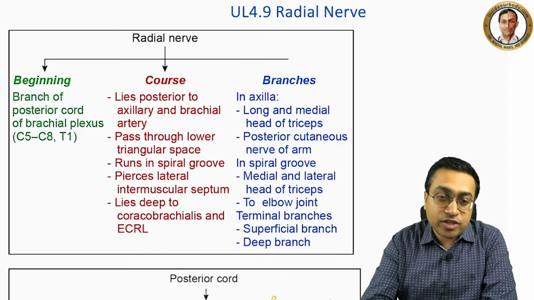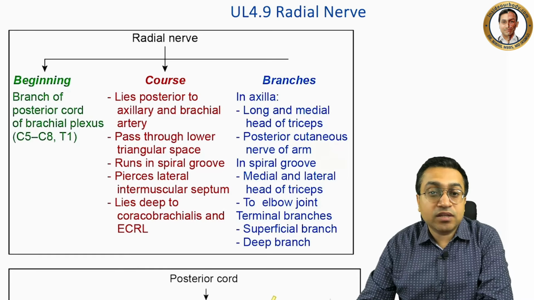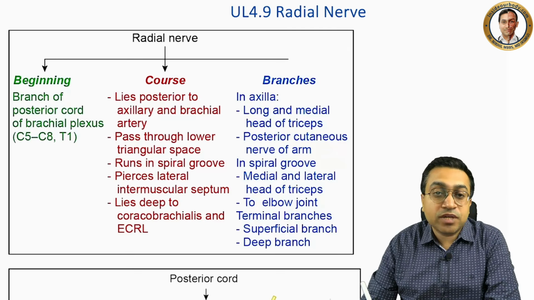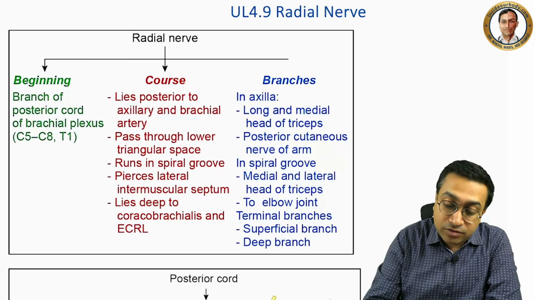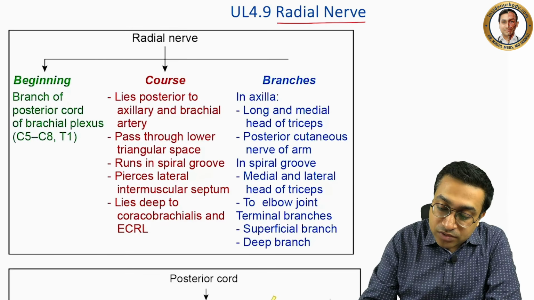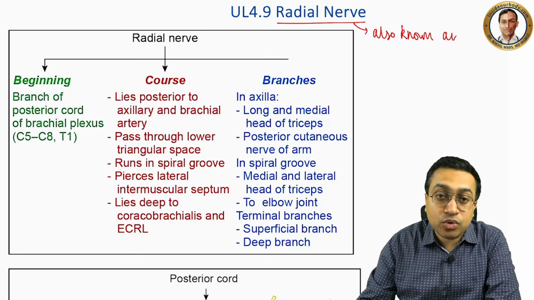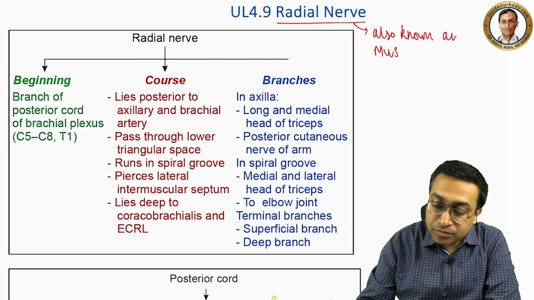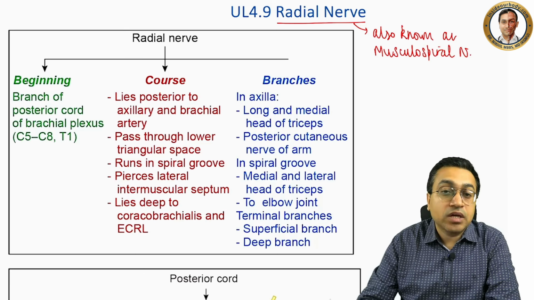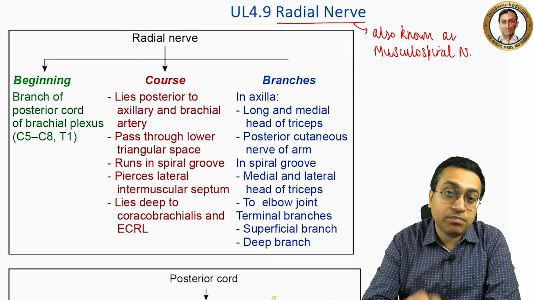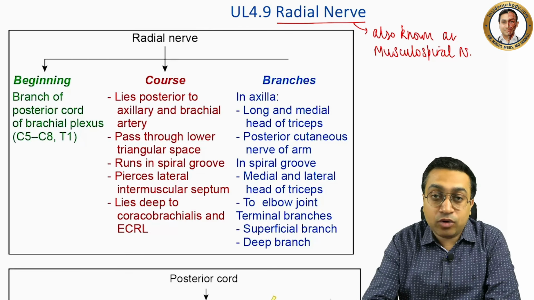So radial nerve, as you know, is running in the spiral groove or the radial groove. This radial nerve is also sometimes referred to as the musculospiral nerve. Now this is the nerve which is the main nerve for the posterior compartment of the arm, forearm and dorsum of hand.